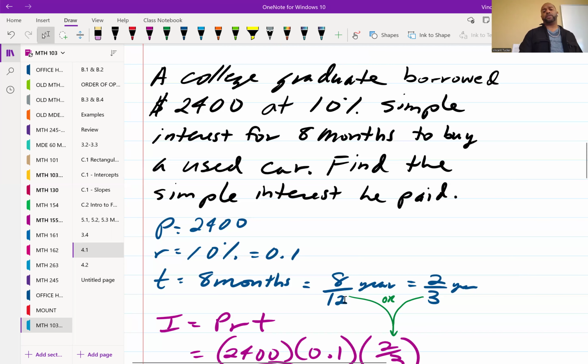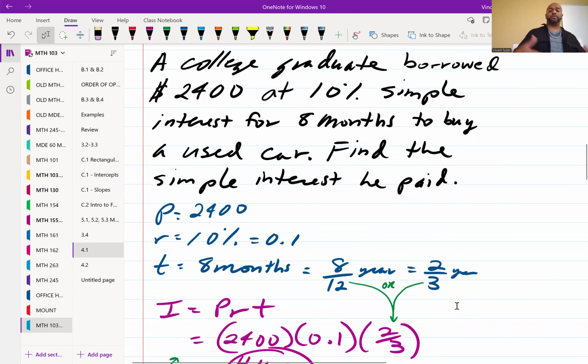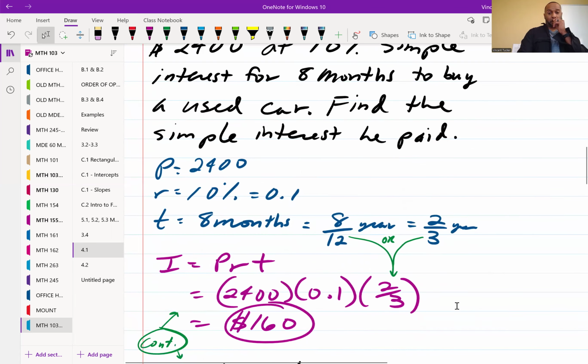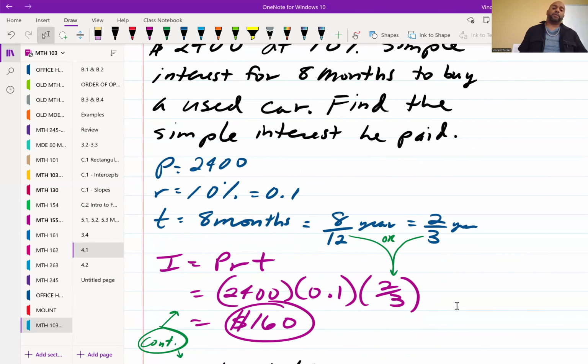Now notice you have 8 over 12. That can reduce to 2 over 3. It does not matter which one you use. They both represent the same number. It's just that one is simpler than the other. Remember, you put it in a calculator. So if you just want to put 8 over 12, it's still going to give you the same number. So 2,400 times 0.1 times 2/3, or the 8/12, either one will give you 160.